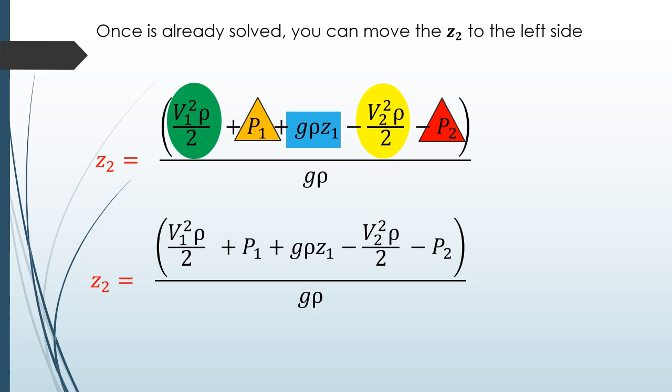Once that equation has been solved, you can move the Z2 to the left side if this is okay for you, or you can leave it on the right side.